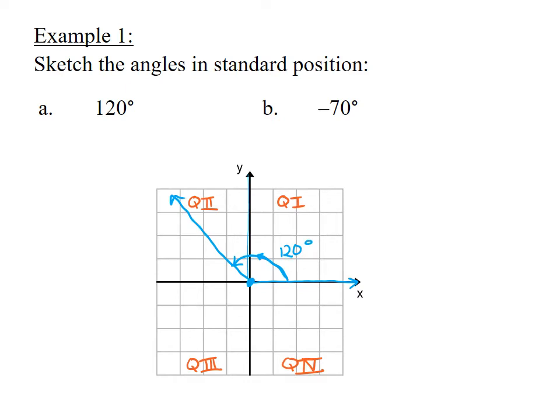On the other hand, if I have a negative angle, we will start from the initial side, but then we are going to go in the clockwise position. So here it's not quite 90 degrees, so this here would represent a sketch of an angle of -70 degrees.